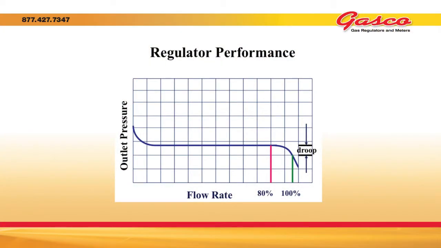However, a regulator has some inherent design characteristics that do not produce the ideal curve. Droop is most evident and has the most dramatic effect in the last 20% of the flow range of the regulator. This is easily demonstrated by the following performance curve.